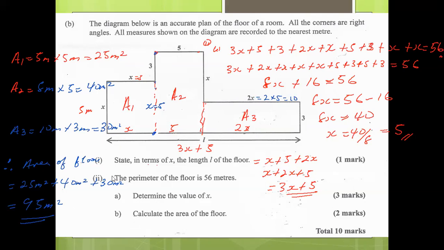Now, they ask you to find the area of the floor. How do you find the area of the floor? They are talking of all the parts. So area 1 plus area 2 plus area 3. Area 1 is 25 meters square. Area 2 is 40 meters square. And area 3 is 30 meters square. We add everything, we get 95 meters square.